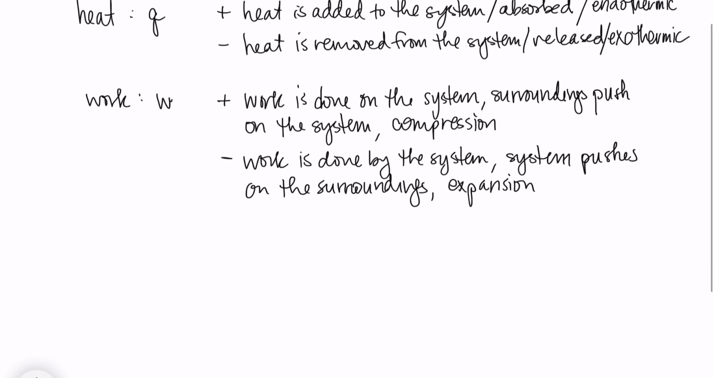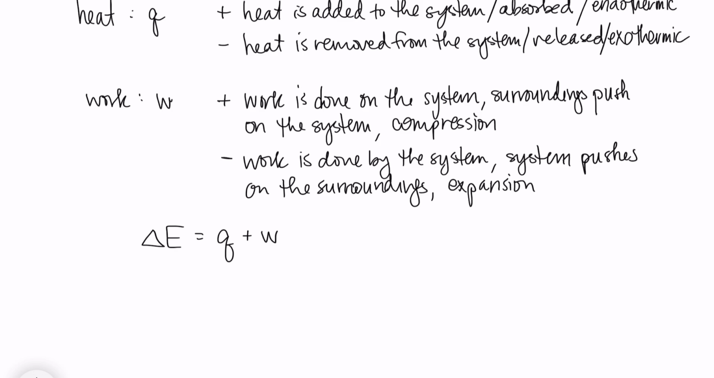So we have these sign conventions for heat and work. The reason we have the sign conventions is because our goal is to determine what's happening to the internal energy of the system. And heat and work are two ways that energy can be added to or removed from the system. We get positive heat and positive work if energy is getting added to the system, and negative heat and negative work if energy is getting taken away from the system. So when we add these together, then we get the change in energy of the system.